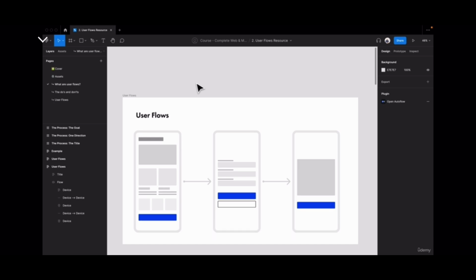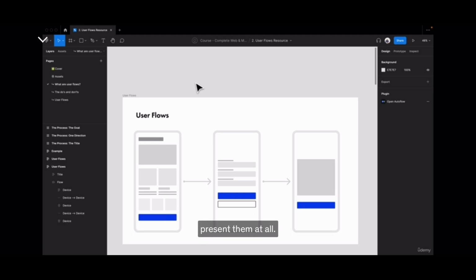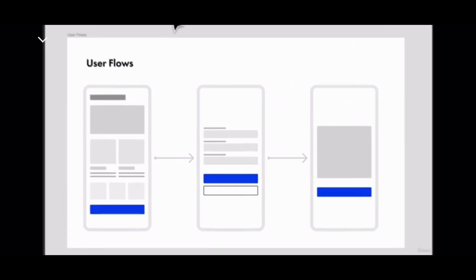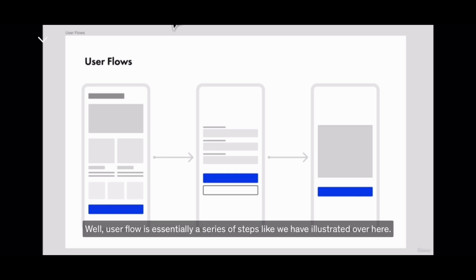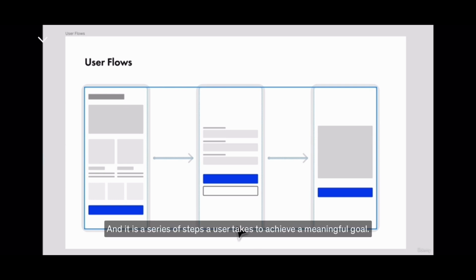We're going to be talking about user flows today. So, what are user flows? I see this question thrown around a bunch, and people always say they're working on them, but never really present them at all. So, what are they? Well, a user flow is essentially a series of steps like we have illustrated over here, and it is a series of steps a user takes to achieve a meaningful goal.